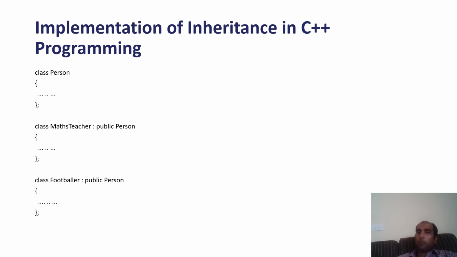When you write this, the properties of class person will get inherited in class math teacher. Now there is another class footballer which also wants to inherit the features of class person. Again you are writing colon public person. Now tell me which kind of inheritance this is. One base class, multiple derived classes. So this is an example of hierarchical inheritance.